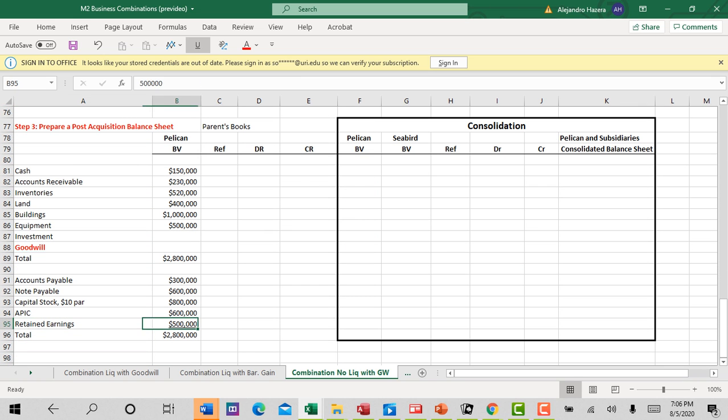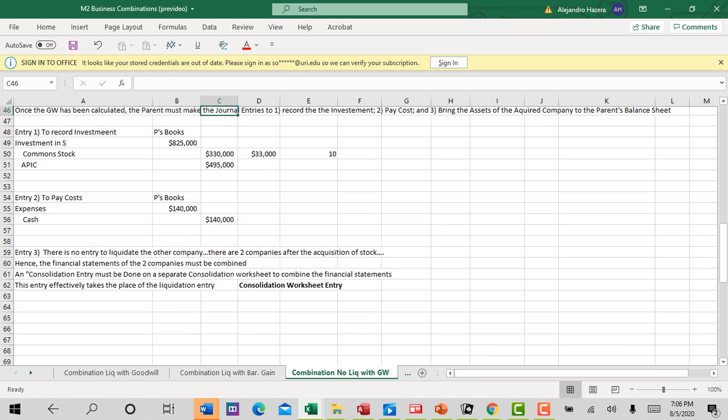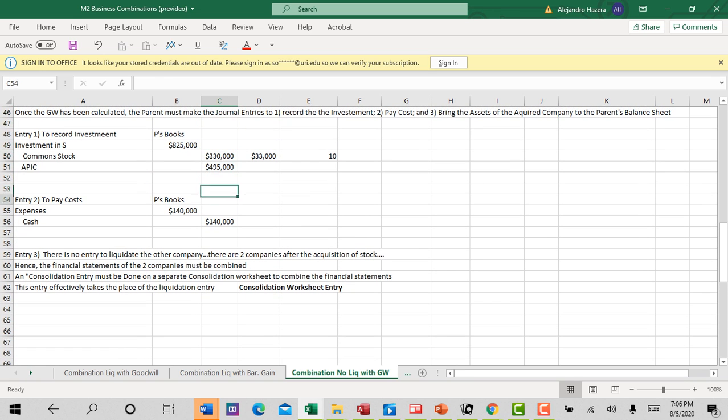I'll telegraph a little bit. What we're going to do is revise P's books, and then rather than do an entry on P's books to bring over all the net assets and liabilities and liquidate the other firm, since we have two firms, we've got to combine their books, and you'll see that the results are the same. So let's go ahead, P has to record the investment and the costs.